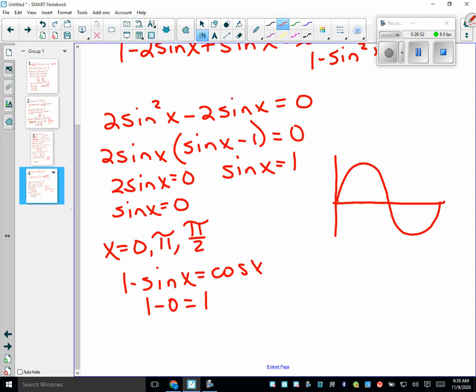Now let's try pi. What's the sine of pi? 0. What's the cosine of pi? Does that work? No? 1 minus 0 doesn't equal negative 1. It didn't work.